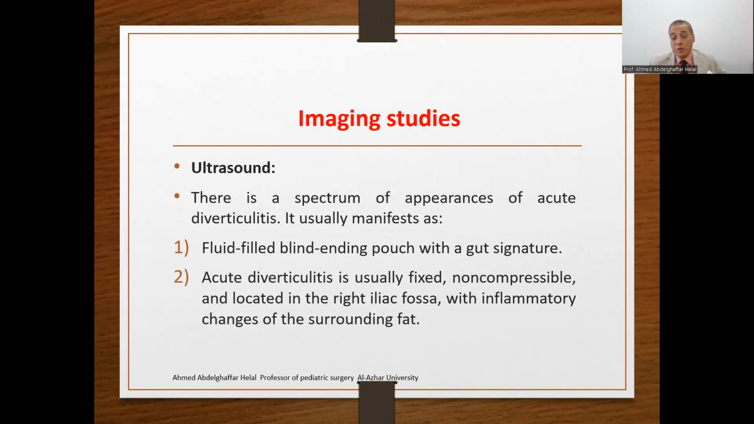Ultrasound, the spectrum of appearance of acute diverticulitis: a fluid-filled, blind-ending pouch. Acute appendicitis is usually fixed, non-compressible, located in the right iliac fossa, with inflammatory change of the surrounding fat. So ultrasound may show a fluid-filled blind bowel with gut signature. What is meant by gut signature? We mean the same structure, the same wall of the gut. A blind pouch inflamed in the midline with gut signature, formed of all layers of the bowel. What is this? This is diverticulitis, not related to the site of the appendix.